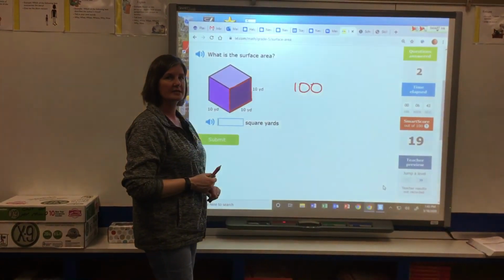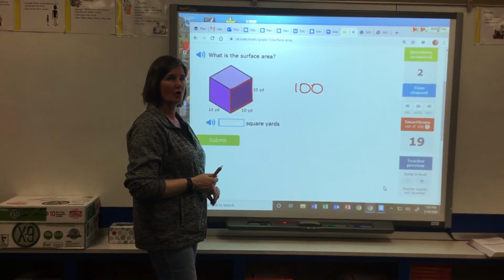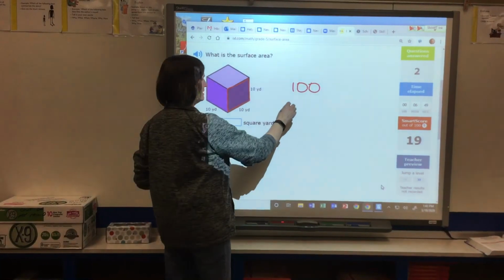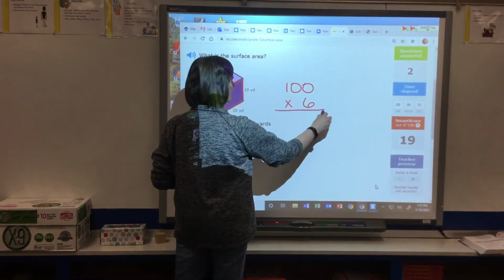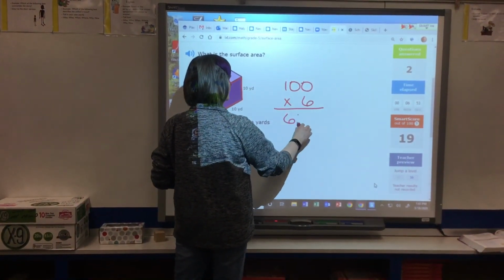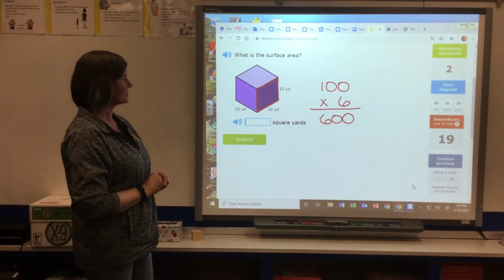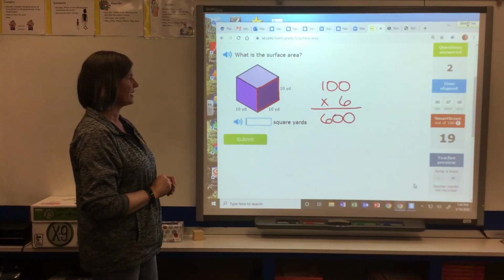That is correct. Since a cube has 6 faces and they're all the same size, we can simply find the area of one side and then multiply it by 6. And 100 times 6 is 600. So the surface area of this cube is 600 square yards.